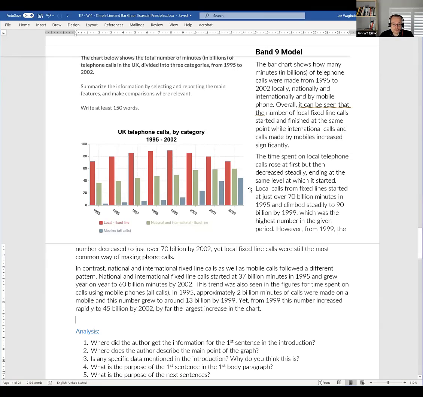Well, the blue ones, the mobile calls, they were the smallest number of calls in absolute terms, but in relative terms, they saw the biggest increase. Yeah. So that's a very important distinction. We'll look at that specific distinction. It's more obvious in other types of graphs, but if you can notice this distinction, the difference between absolute numbers and relative numbers, that's always worth pointing out.